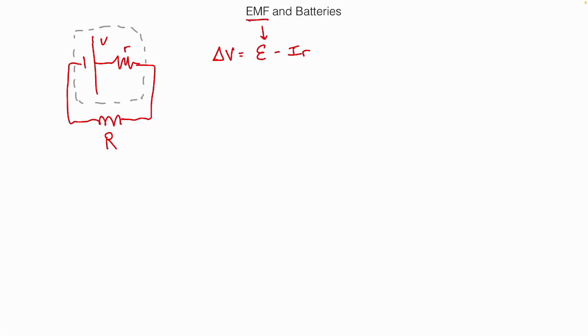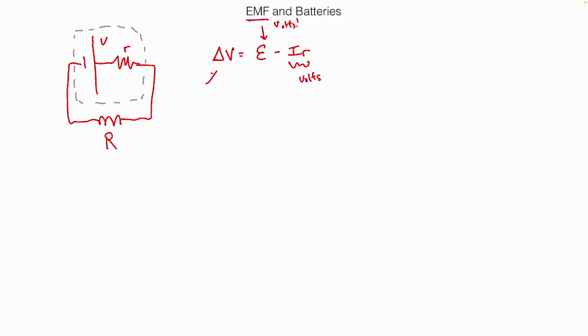What are the units of EMF? What are the units of voltage? Volts. What's the unit of Ohm's law? A current times a resistance. Volts. So what does EMF have to be? Volts. You can't subtract apples from oranges, so they both have to be volts, right? So EMF has units of volts. It's a voltage. Okay? This over here is Ohm's law. This also has units of volts. Okay?